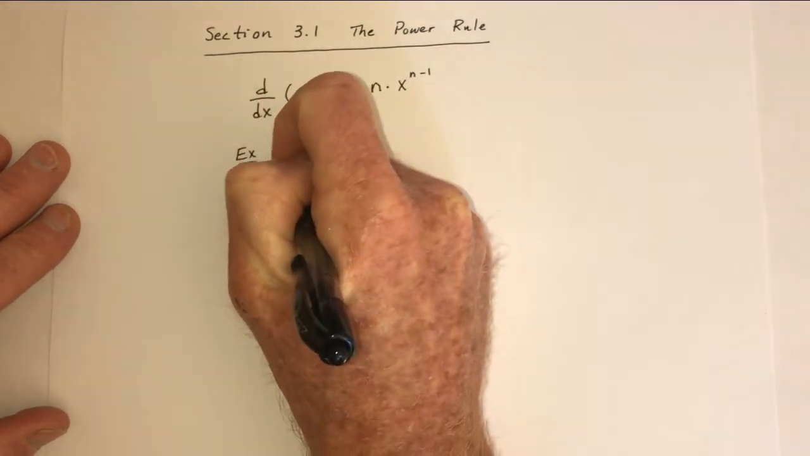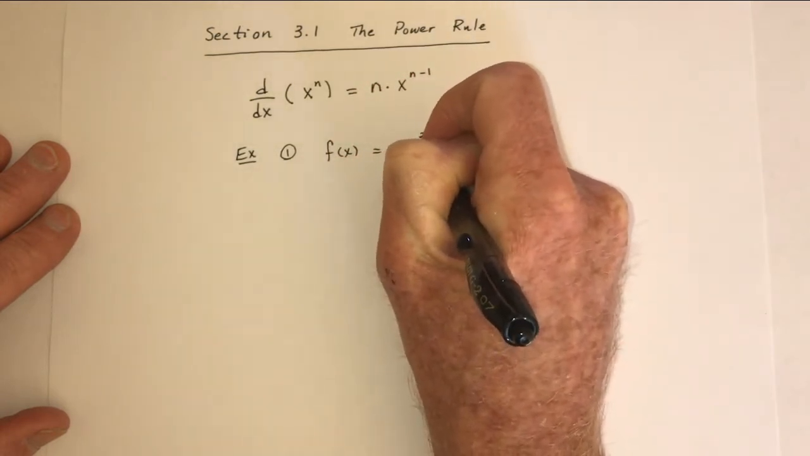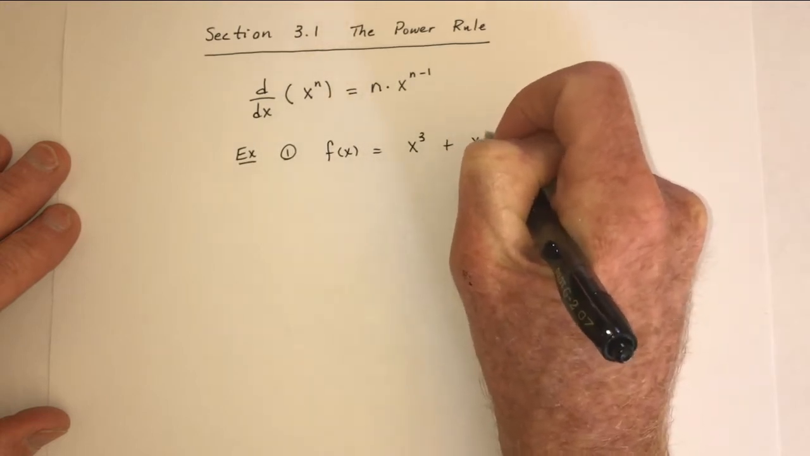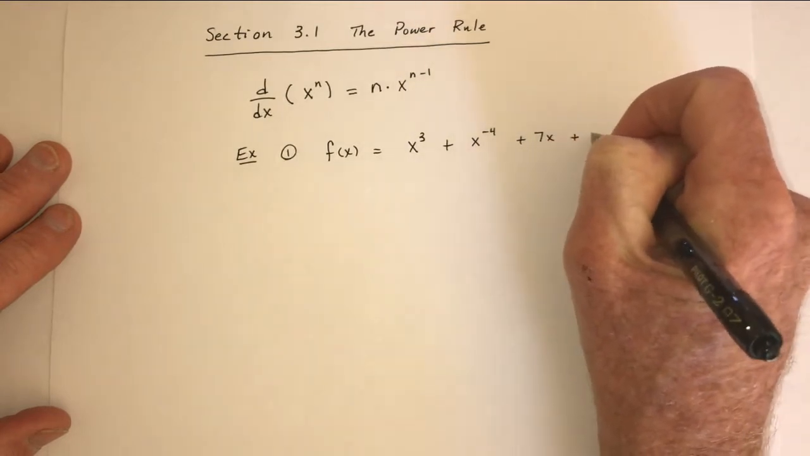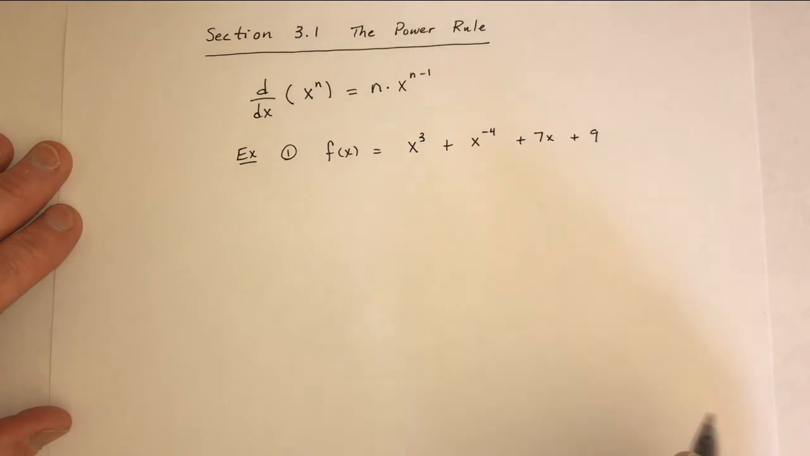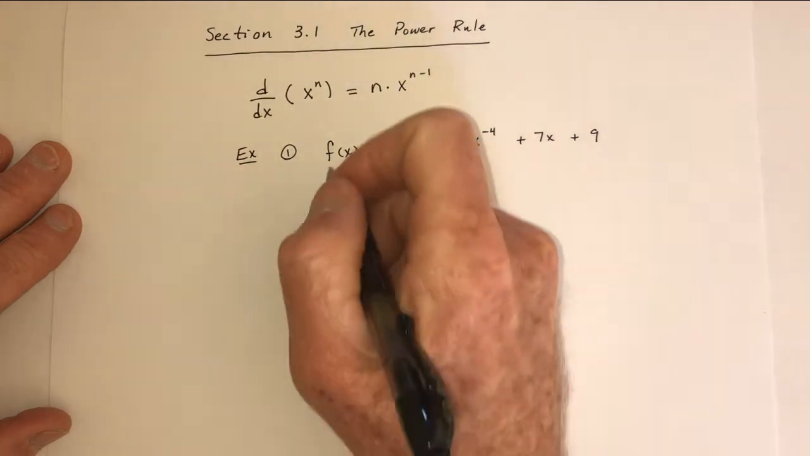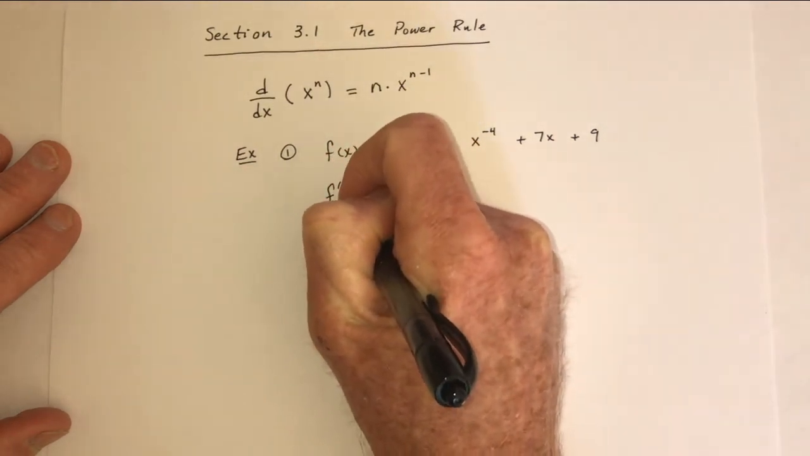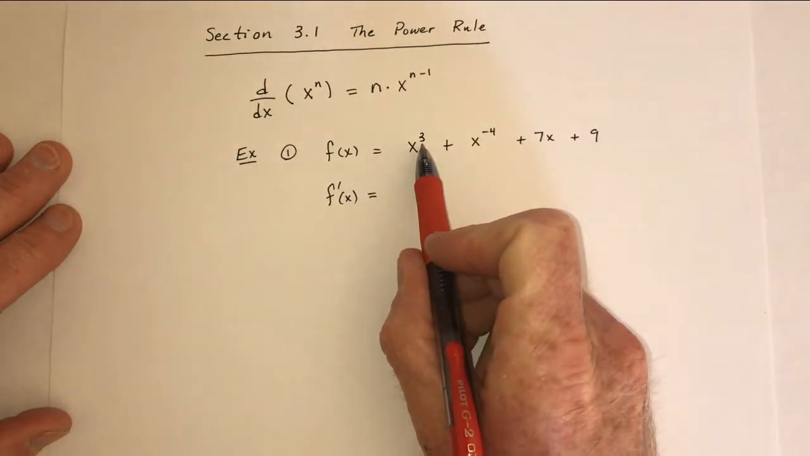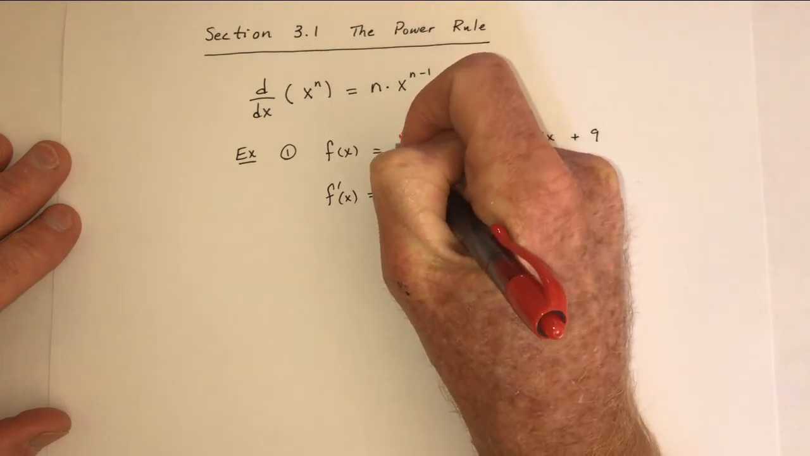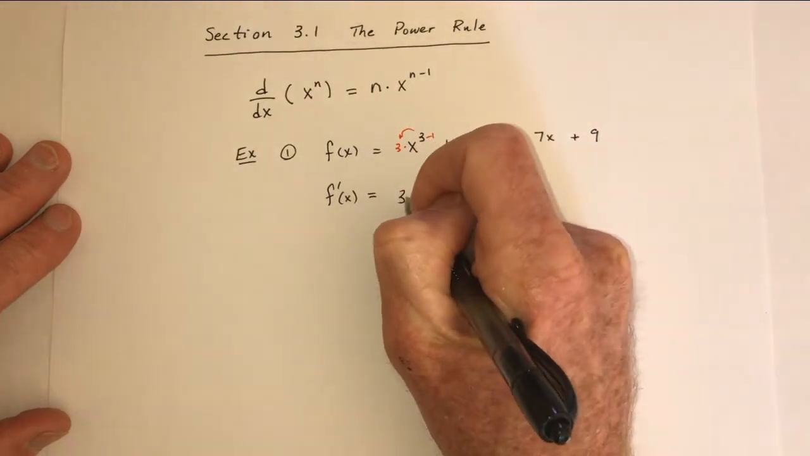So for example, number 1, suppose that the function is x cubed plus x to the minus 4 plus 7x plus a 9. So basically this is just 4 small problems all in one function. So you take the derivative of each one at a time. So you take the exponent 3, you bring it in front and multiply, and then subtract 1 from the exponent. So that's going to leave 3x squared.